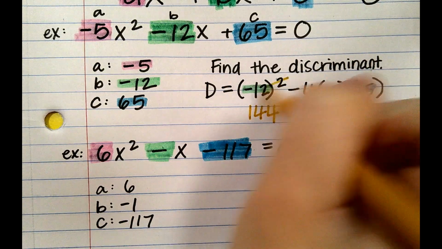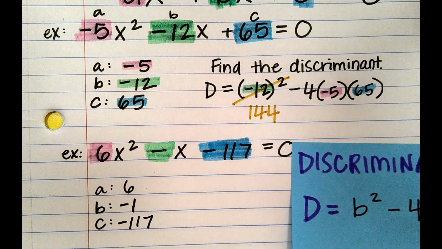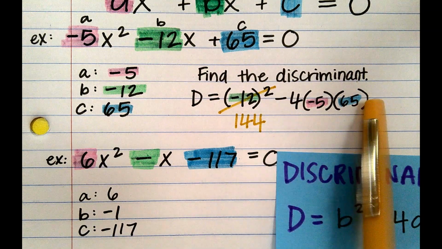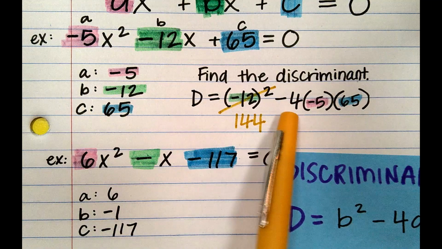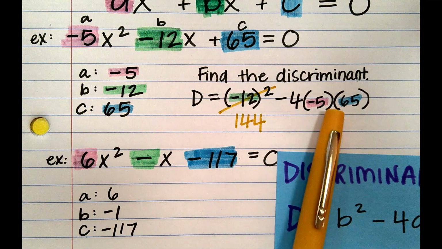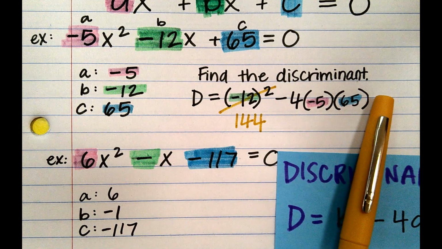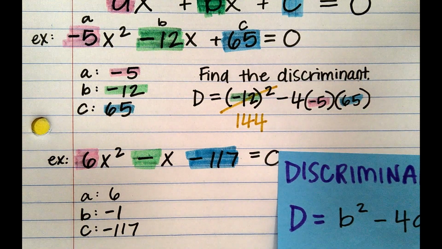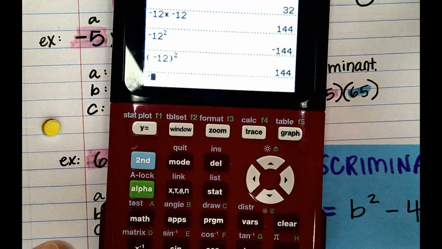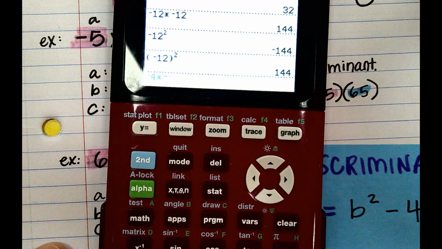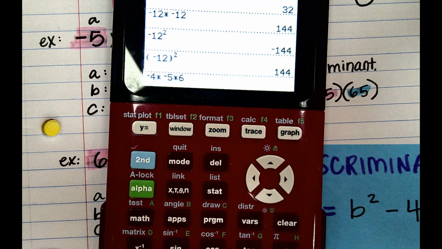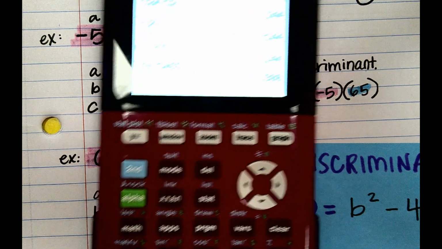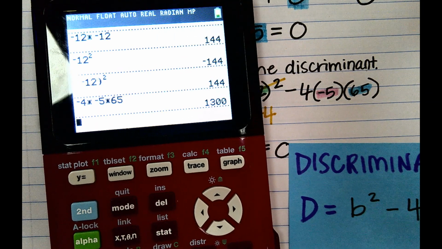And I'm going to cross out negative 12 squared so I don't forget that I'm done with it. And now the next part of the discriminant is we have basically negative 4 times negative 5 times positive 65. We can type these three in all at once. So I will do that. Negative 4 times negative 5 times 65. Hit enter. And I get 1,300.